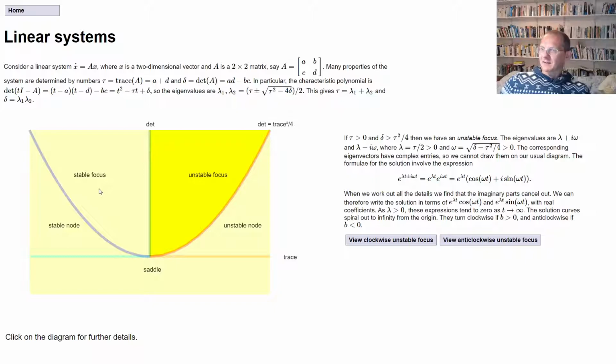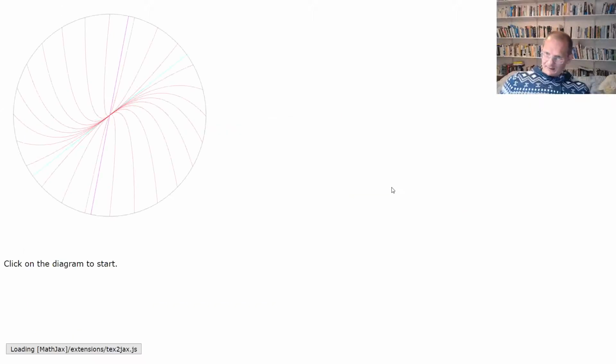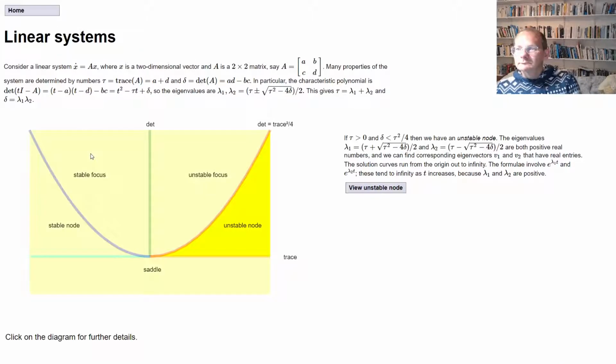So that was the unstable focus, and then the last kind of standard possibility, you could have an unstable node. This is where we have two strictly positive real eigenvalues, and again, here you get two different exponentials, but both with positive coefficients. So again, the solutions are just exploding away from the origin. So those are the main possibilities.